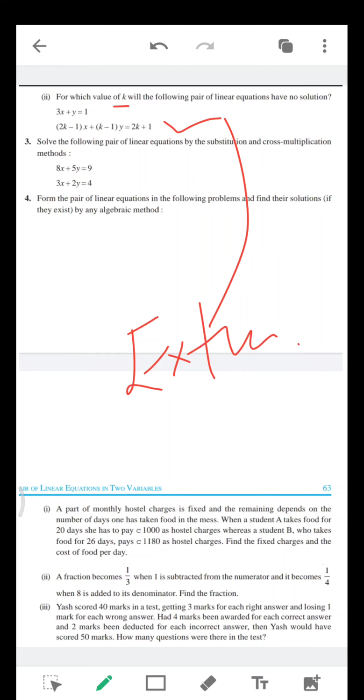Then question number 3, you have to solve by substitution and cross multiplication. As cross multiplication is excluded from our syllabus, we'll leave that. So you can solve these equations by the substitution method.